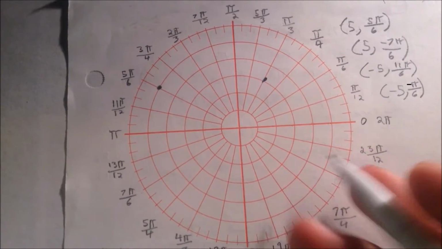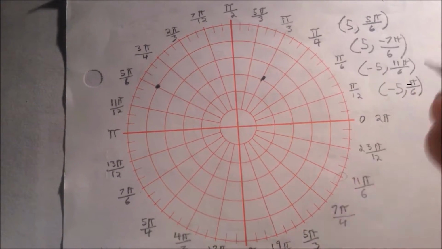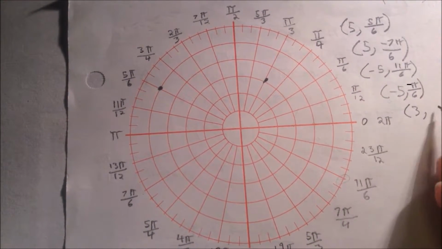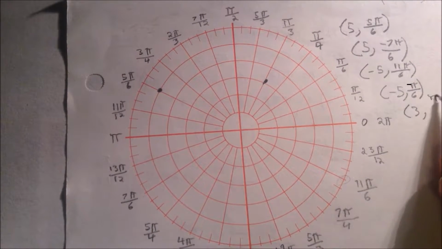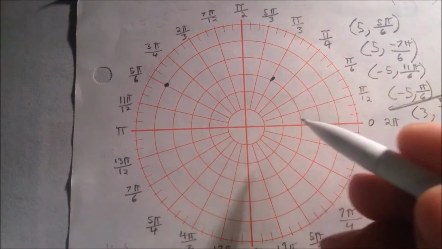Alright, now that we're back, you should have gotten the first one, because it's pretty much the simplest one. You have the radius of 3, and you have the radian measure of pi over 3. I'm going to separate it right there so we know which we're talking about right now.